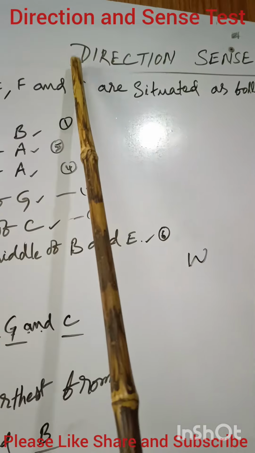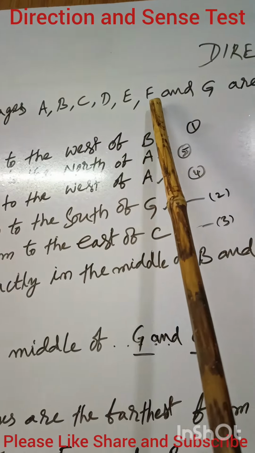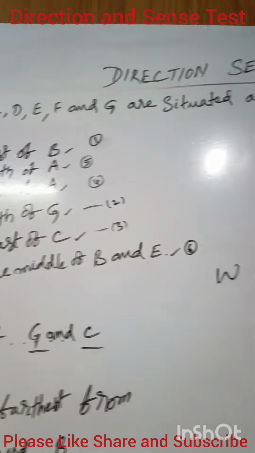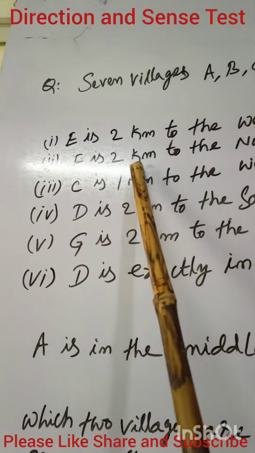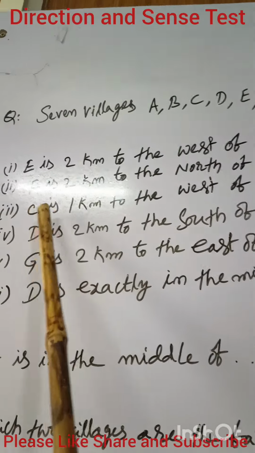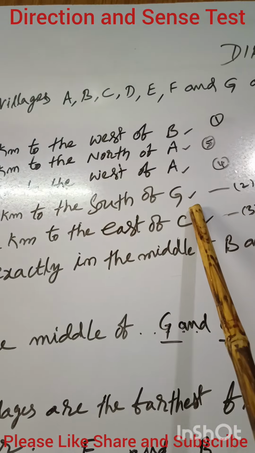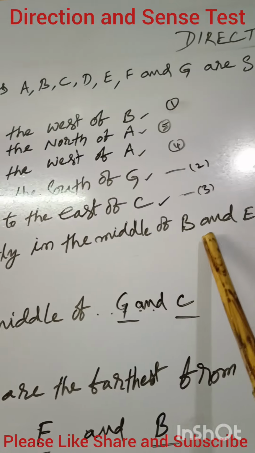We see one more example in the directional sense test. Seven villages A, B, C, D, E, F and G are situated as follows. E is 2 km to the west of B, F is 2 kilometers to the north of A, C is 1 kilometer to the west of A, D is 2 km to the south of G, G is 2 km to the east of C, D is exactly in the middle of B and E.